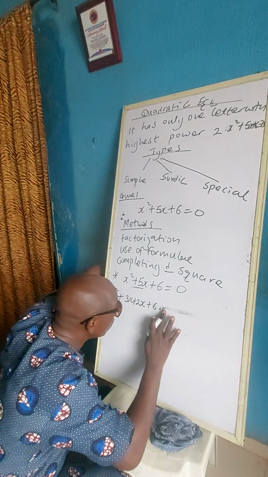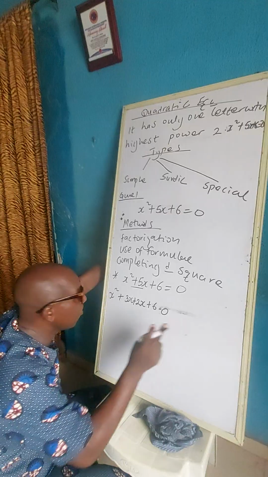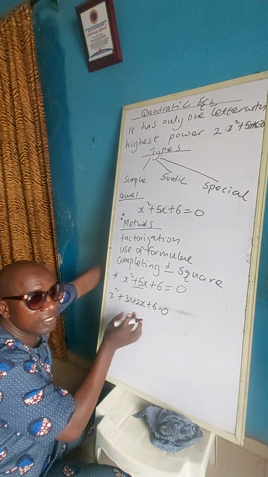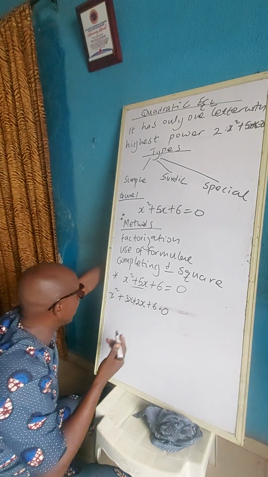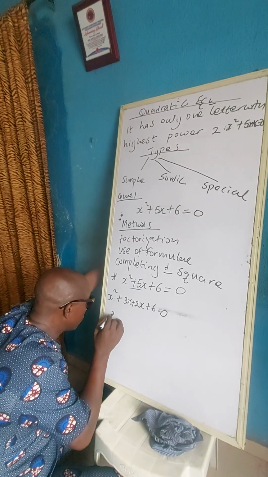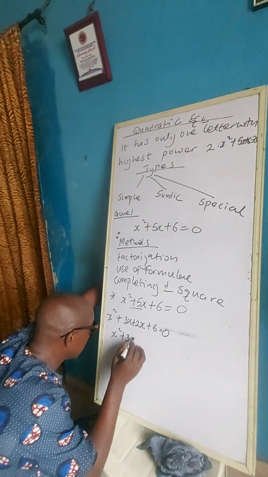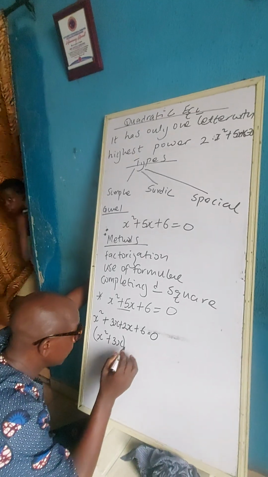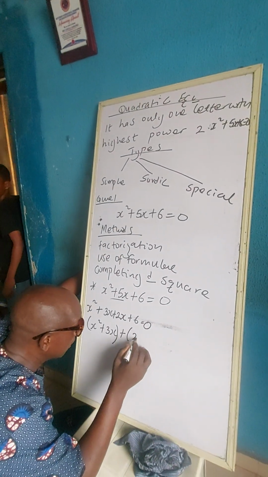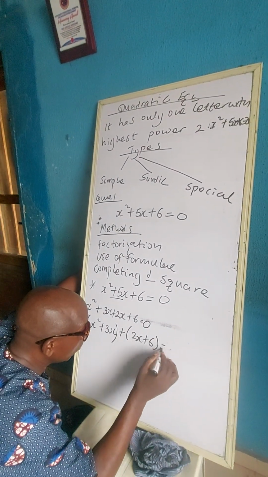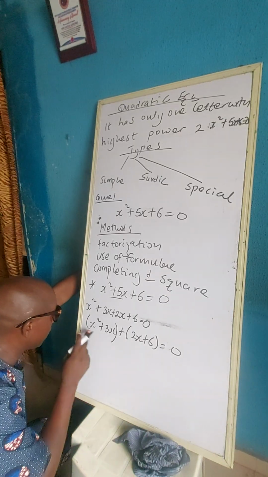That becomes equal to 0. It has become 4. That means you can pair it, and once you pair it, then you can factorize it. It becomes x squared plus 3x, pair it, plus 2x plus 6 equal to 0. Pair it. What is common?